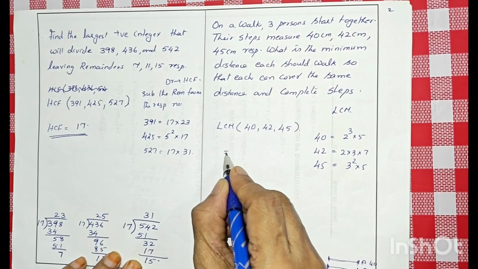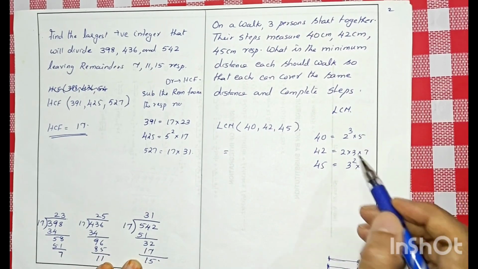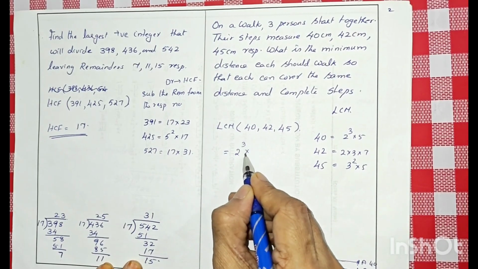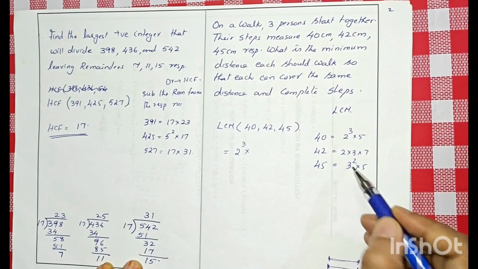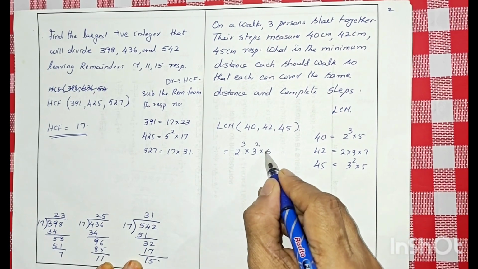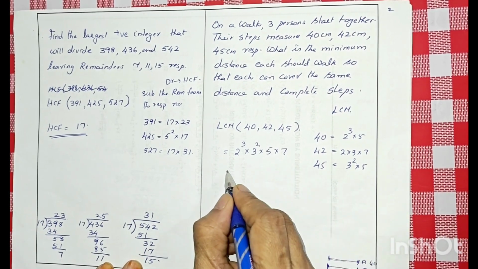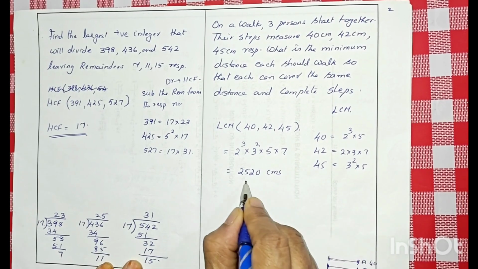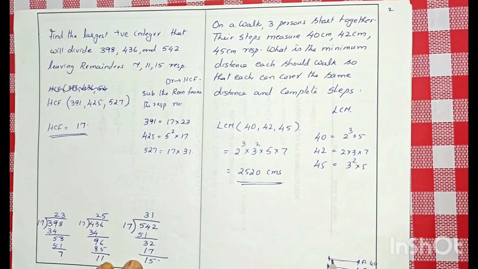For LCM, you have to consider all the factors. So 2 cube and 2, so 2 cube we have to take. Then 3 and 3 squared, so 3 squared. Then 5 and 7. So it is equal to 2520 centimeters. So this length will be 2520.